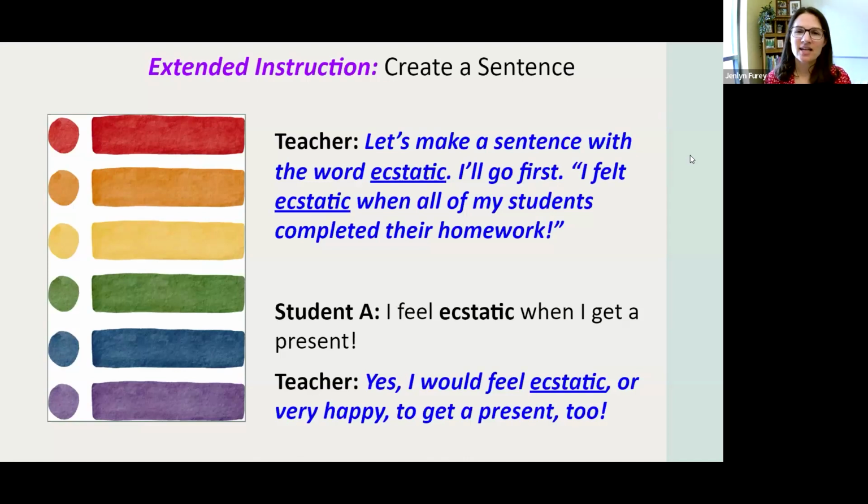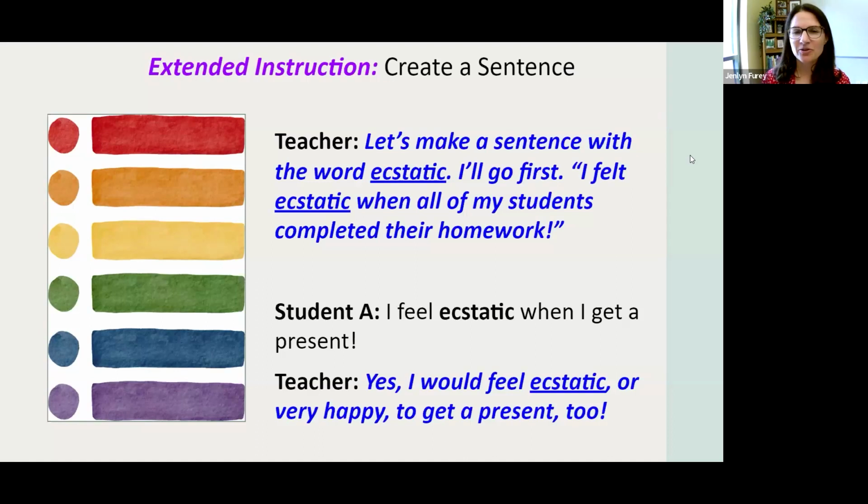Okay. And let's hear from someone else. Can you think of a sentence and tell me when you would feel ecstatic or when a person might feel ecstatic? And so a great example of this, everything going well, would be the student saying, I feel ecstatic when I get a present. So the student is showing that they're able to use the word correctly with a new context. And so that's kind of what we're looking to see. And we want to give feedback. Yes, I would feel ecstatic or very happy too to get a present.